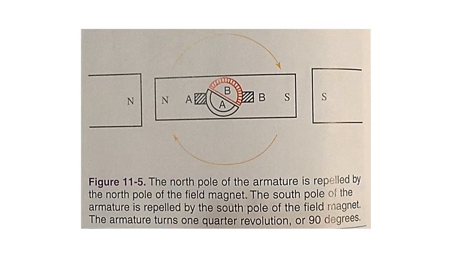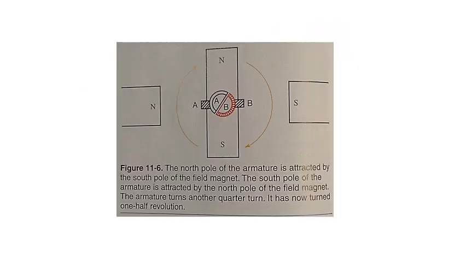In Figure 11-5, the north pole of the armature is repelled by the north pole of the field magnet. The south pole of the armature is repelled by the south pole of the field magnet. The armature turns 1/4 of a revolution, or 90 degrees. In Figure 11-6, the north pole of the armature is attracted by the south pole of the field magnet. The south pole of the armature is attracted by the north pole of the field magnet. The armature turns another 1/4 turn. It has now turned 1/2 of a revolution.